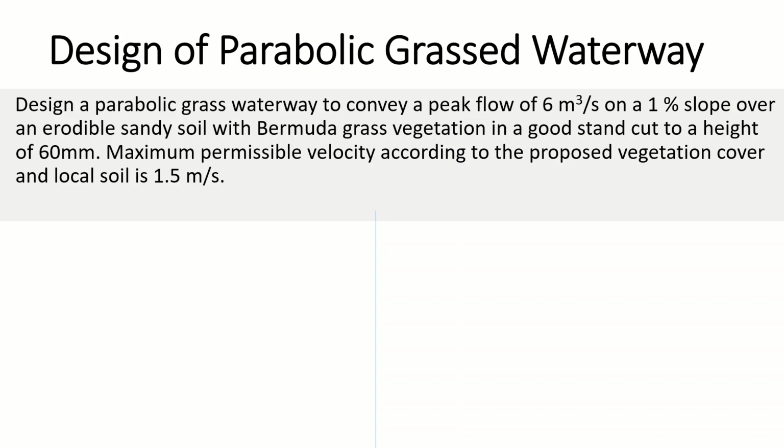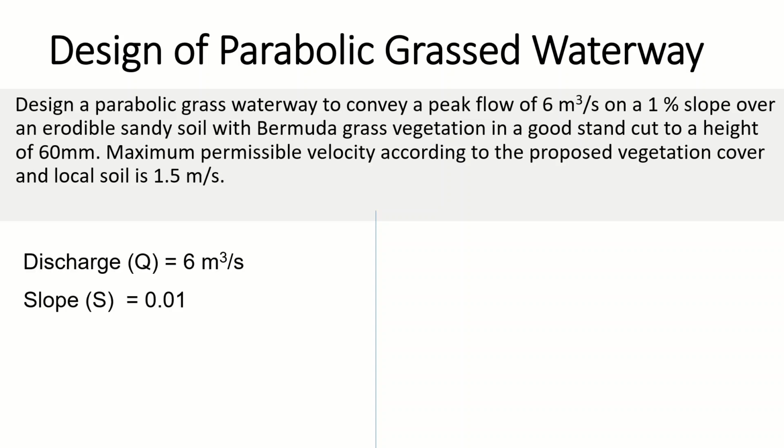So peak flow is given to us. It should be able to convey this 6 meter cube per second. Slope is also provided, 1% slope over an erodible sandy soil which is covered with Bermuda grass vegetation cut to a height of 60 millimeter. Okay. Maximum permissible velocity according to the proposed vegetation cover and local soil is 1.5 meters per second. So 1.5 meters per second is our maximum permissible velocity in this parabolic grass waterway.